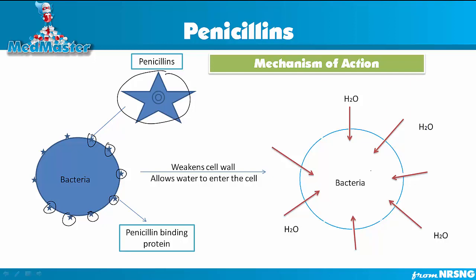Now you may have some questions. Why doesn't it kill the human cell? Penicillin could kill a human cell as well, however, the only reason it doesn't is that human cells do not have a cell wall. Bacteria have a cell wall. Humans do not have a cell wall. That's the reason. That's how penicillin will kill the bacteria cell, but it will not kill the human cells.